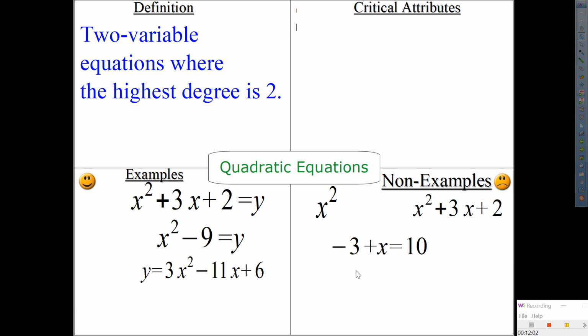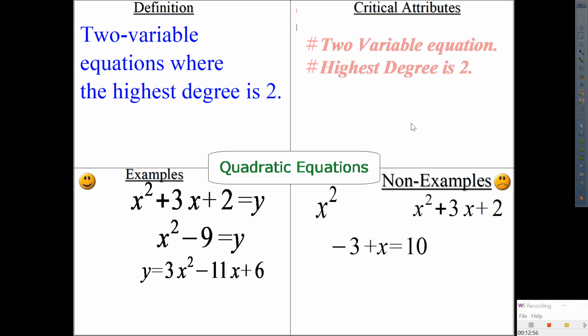How about this one? Why is this one not a quadratic equation, Jaden? The degree is not 2, and then it's also missing a second variable. That is correct. Copy that. So our hashtags would be, it has to be a 2 variable equation, hashtag 2 variable equation, and hashtag highest degree of 2. All right?